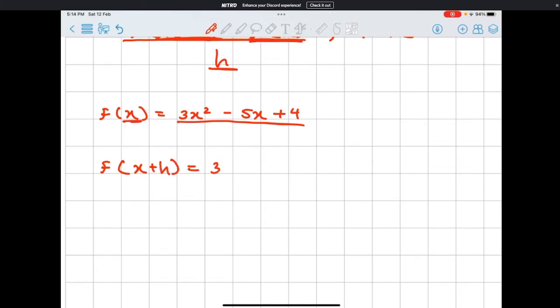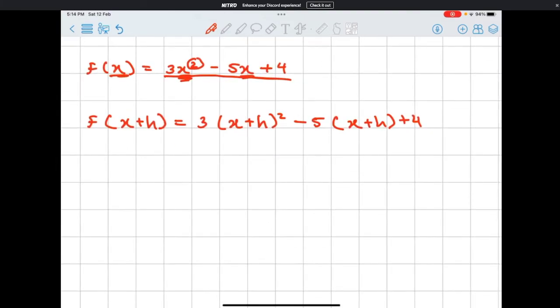We have 3, and then we have an x down here. So we can do it as x plus h, all squared, because this is a square, minus 5, and because 5 has an x it is going to be replaced with x plus h, plus 4. Okay? So right now you're evaluating this. We cannot distribute 3 here because this has a square. So we can use the perfect square trinomial.